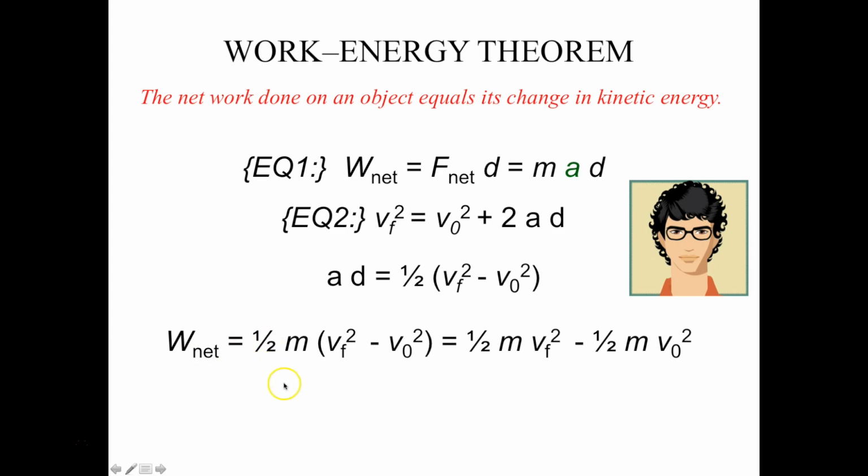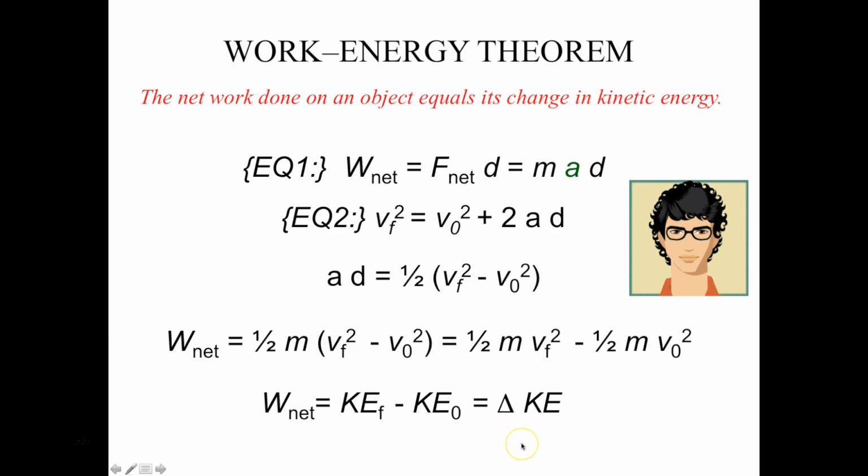Work net equals 1/2 m (vf squared minus v naught squared). And then if I distribute a little bit here, the parentheses, okay, 1/2 m, we get 1/2 m vf squared minus 1/2 m v naught squared. What this says here, remember kinetic energy was 1/2 mv squared, says that the net amount of work is equal to kinetic energy final minus kinetic energy original. And anytime you've got the difference between two things, that's the same thing as saying the change in. So we have the change in kinetic energy.